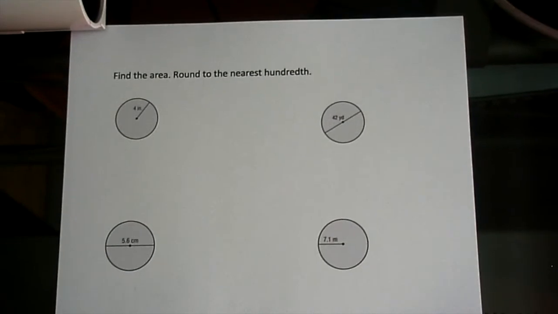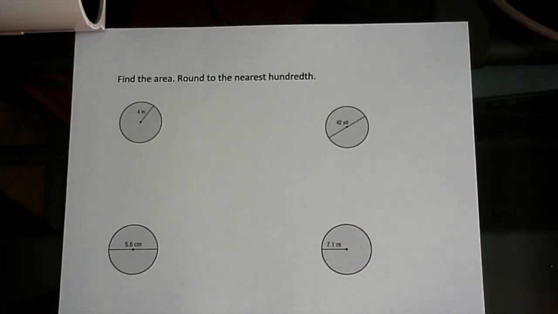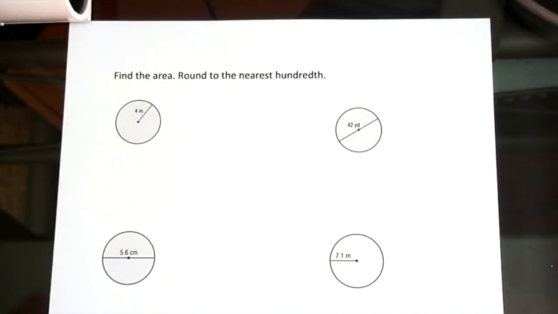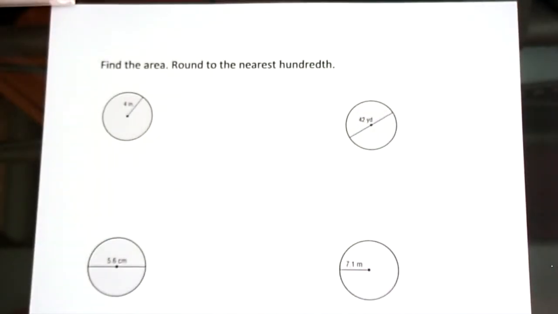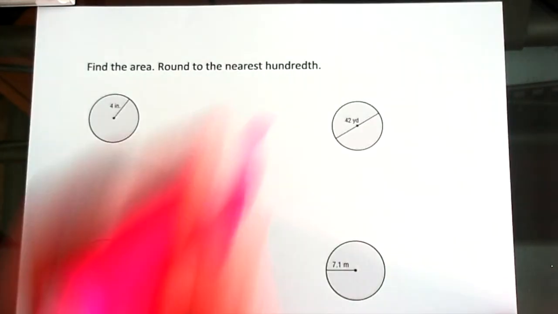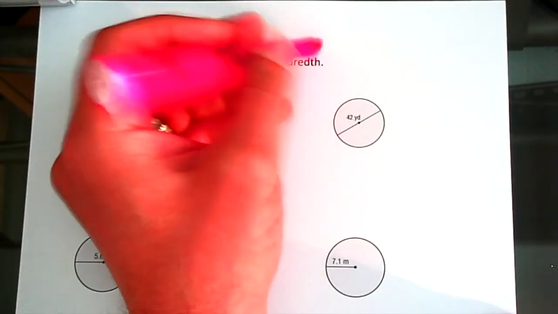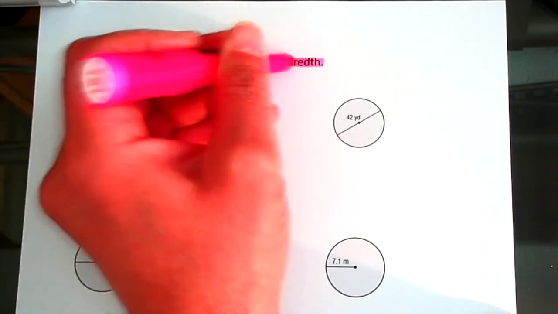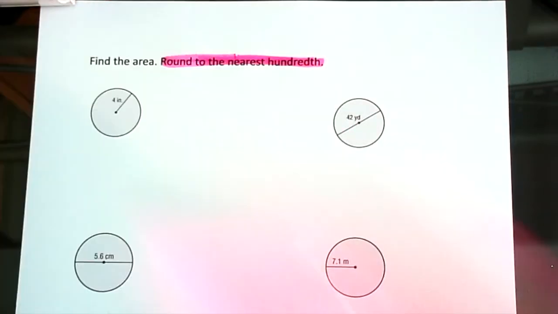So the first thing I notice here are my directions. With these, it says to round to the nearest hundredth. So the nearest hundredth really means 2 places after the decimal.